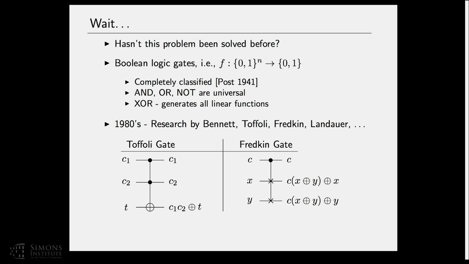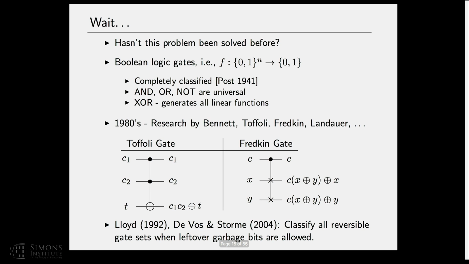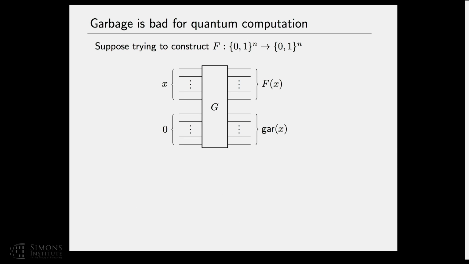reversible computation. And indeed, work by Lloyd, DeVos, and Storm basically classifies all reversible gate sets whenever leftover garbage bits are allowed. So what do I mean by leftover garbage bits, and why is this bad for us? So suppose we're trying to construct some reversible function f.